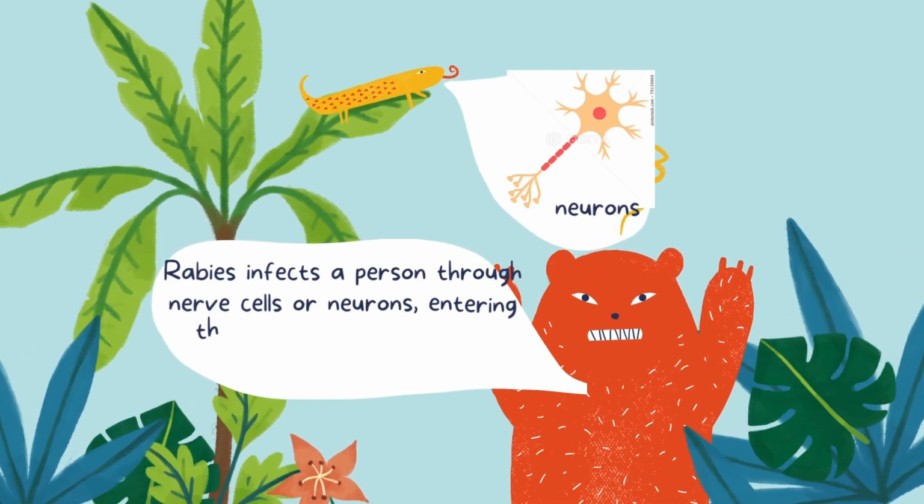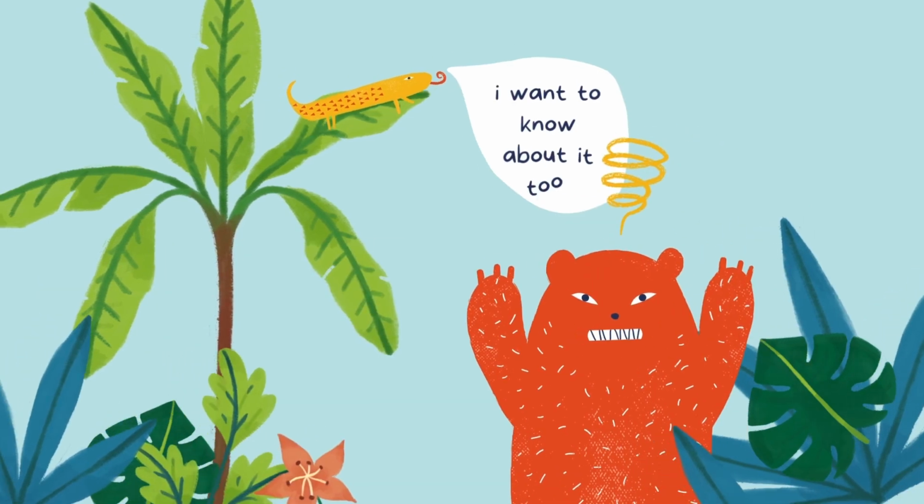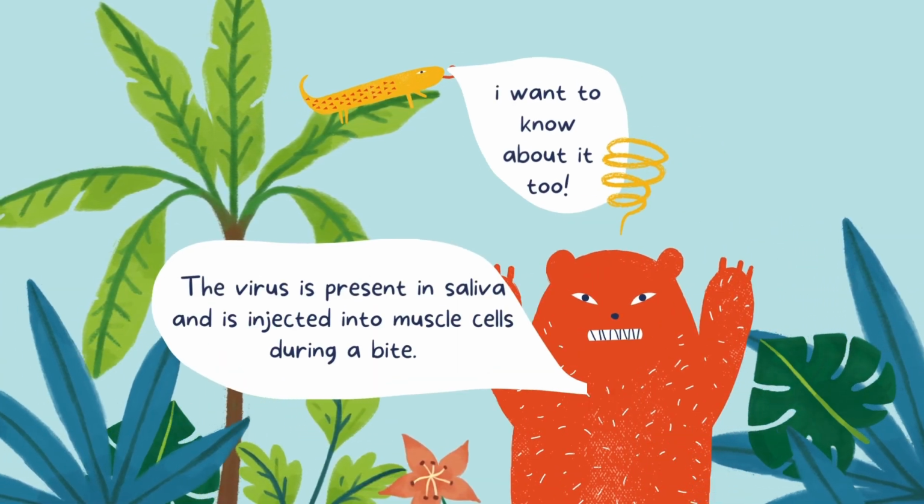Rabies infects a person through their nerve cells, or neurons. The virus enters the body through the bite of a mammal infected with rabies. The saliva containing the virus gets injected into a person's muscle cells.